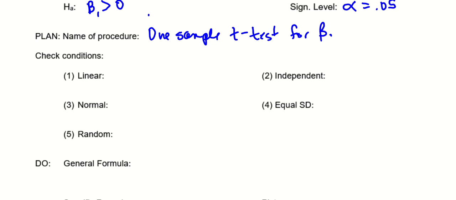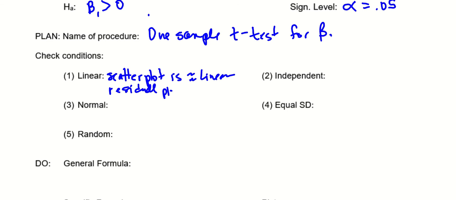So conditions are our LINE. For linear, our conditions address our scatter plot. Our linear is addressed by our scatter plot. So our scatter plot is approximately linear. And we also go by our residual plot. And our residual plot has no leftover pattern.